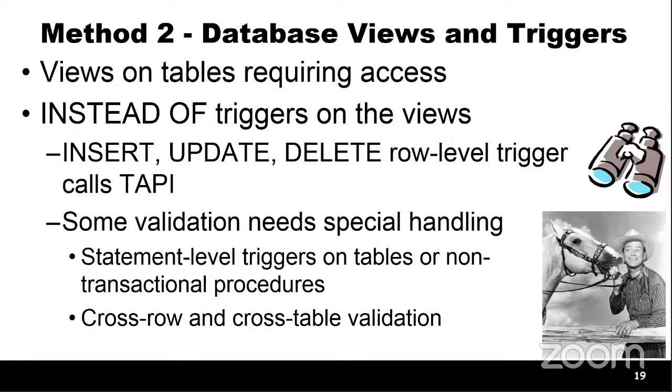So you're not limited to the tables that you're querying. You can really, from the instead of trigger, fire off procedures that do anything. So we have insert, update, delete row level trigger in the instead of trigger, which calls the table API. So we'll have that insert, update, delete procedure call that we were looking at in the table API called from the instead of trigger.